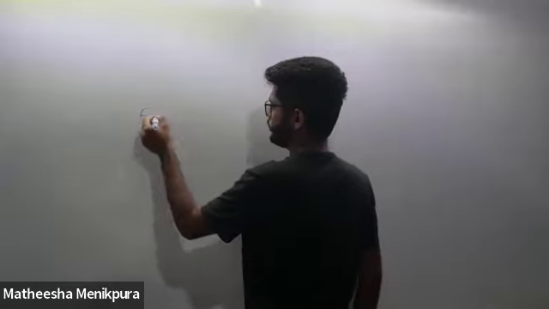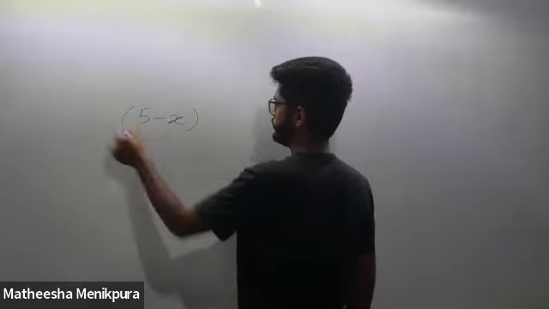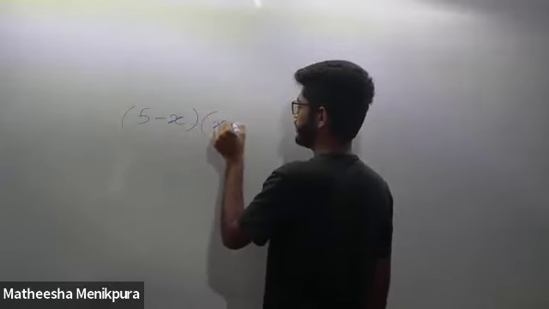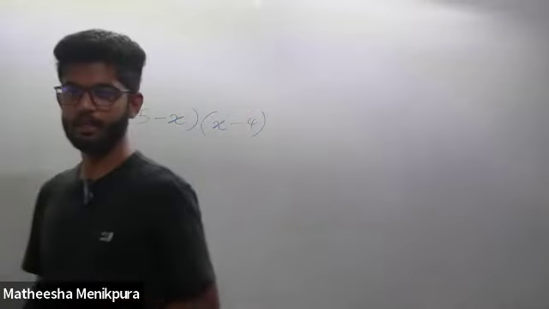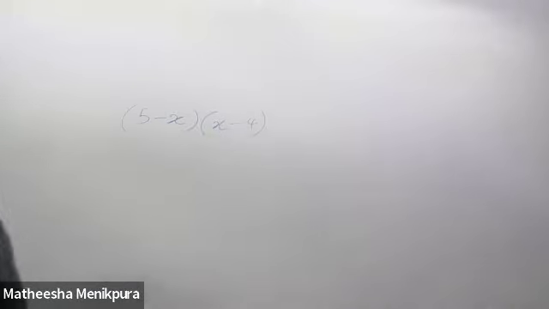Okay, then we'll do another one. Try this: 5 minus x multiplied by x minus 4. 5 minus x multiplied by x minus 4. You try.